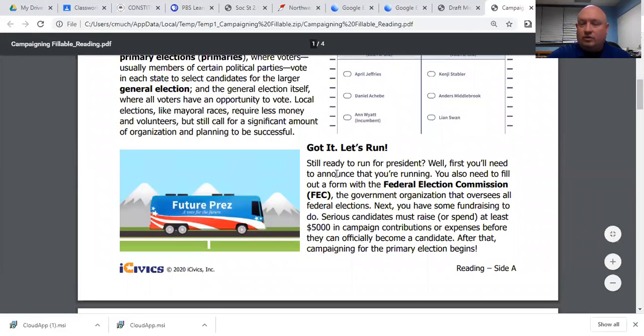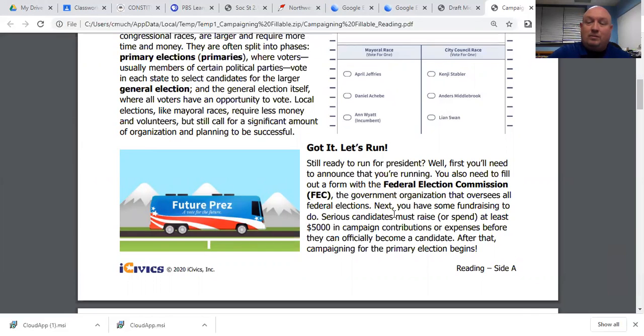Let's run. Still ready to run for president or council or city commissioner? Well, first you'll need to announce that you're running. You also need to fill out a form with the Federal Election Commission, the government organization that oversees all federal elections. Now, this is going to be if you're running for Senate, mainly president. Everything else is more state organized. Each level may have its own rules. So if you're going to run for tribal council in 8 years, you want to look ahead of time. What are the rules? What documents do you need?